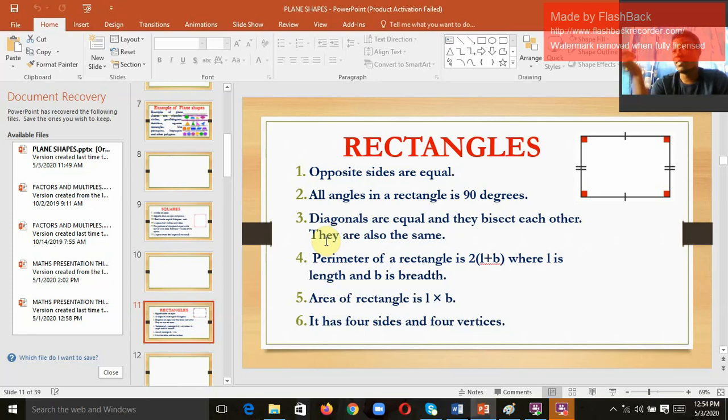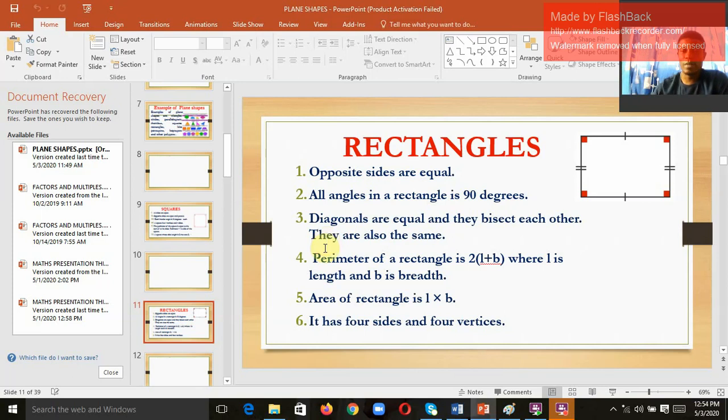Now the opposite sides are equal. Now all angles, just like we have in squares, all angles in a rectangle are 90 degrees each. Now the perimeter of a rectangle is 2 into bracket L plus B. I'm going to explain that on my board. And the area of a rectangle is length times breadth, and of course it has 4 sides and 4 vertices.